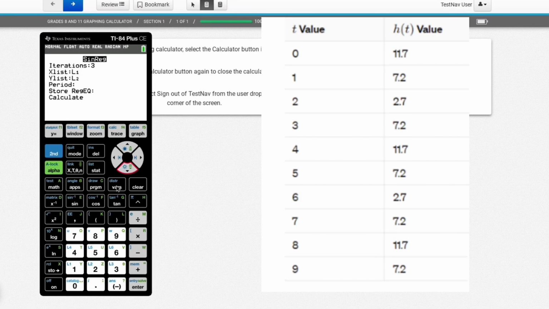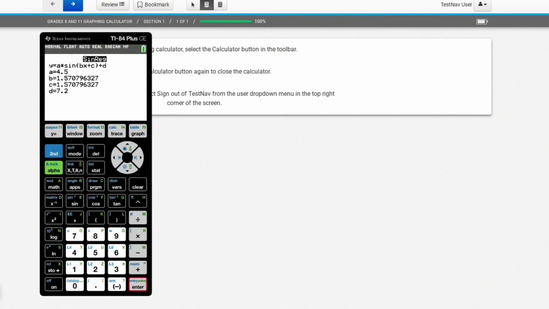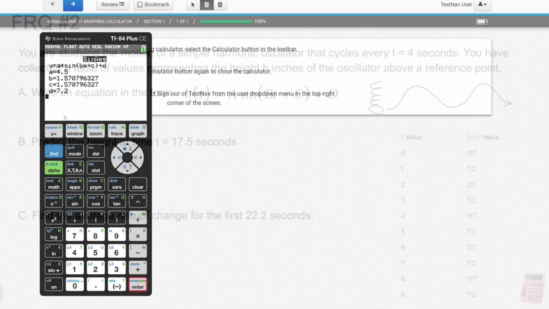Go down to store reg eq so we can save this into the y equals button. Hit vars, go to y vars, hit enter, and there it is. So when we hit calculate, it'll give us something, but now we can also use this for later. Okay, so we have 4.5, 1.571, 1.571, and 7.2. So let's go off to the side and write that out.